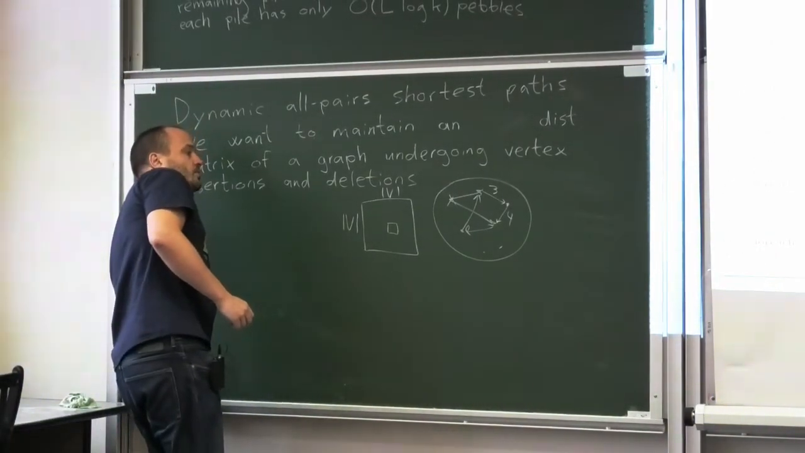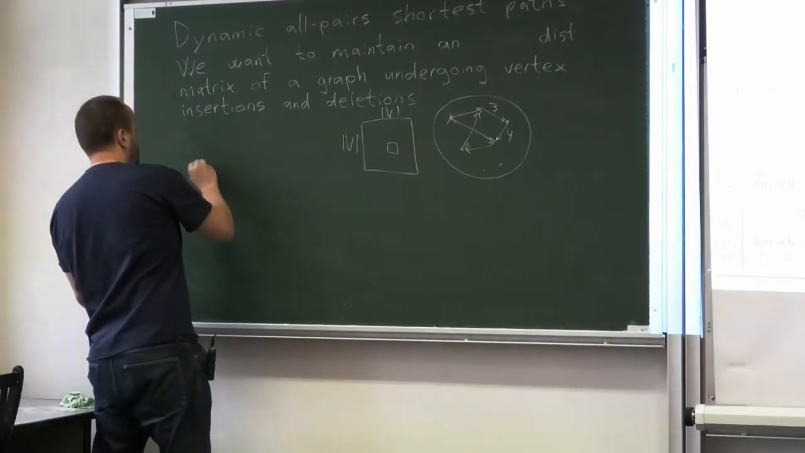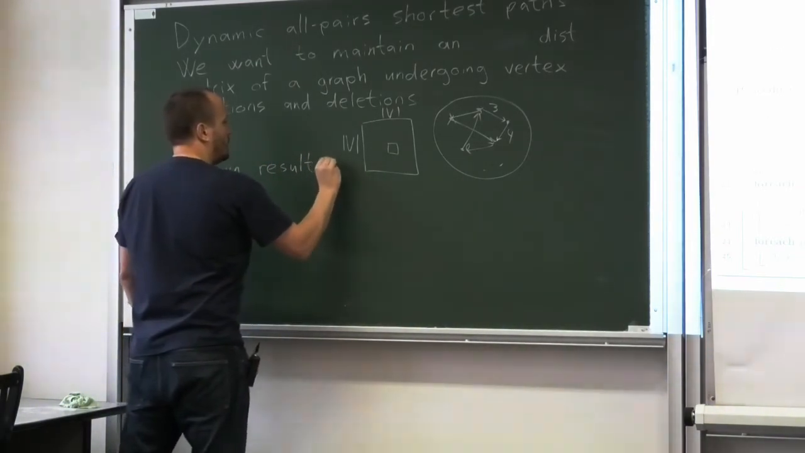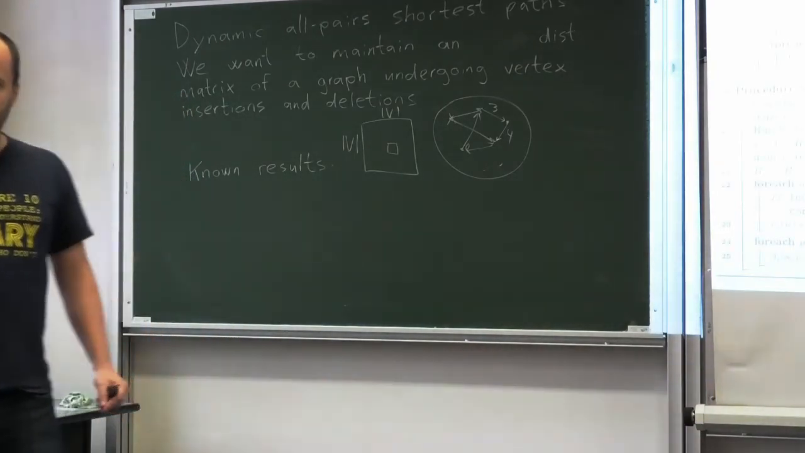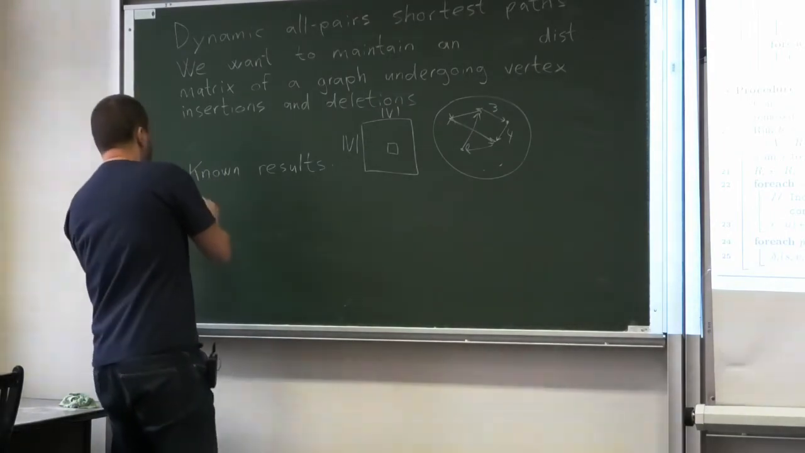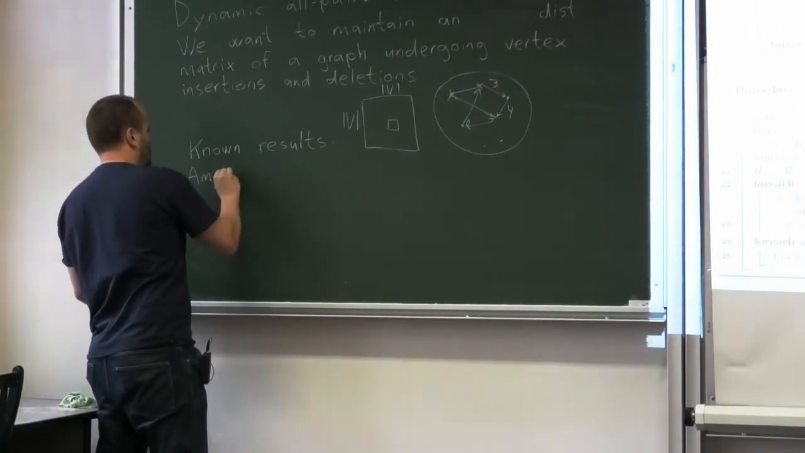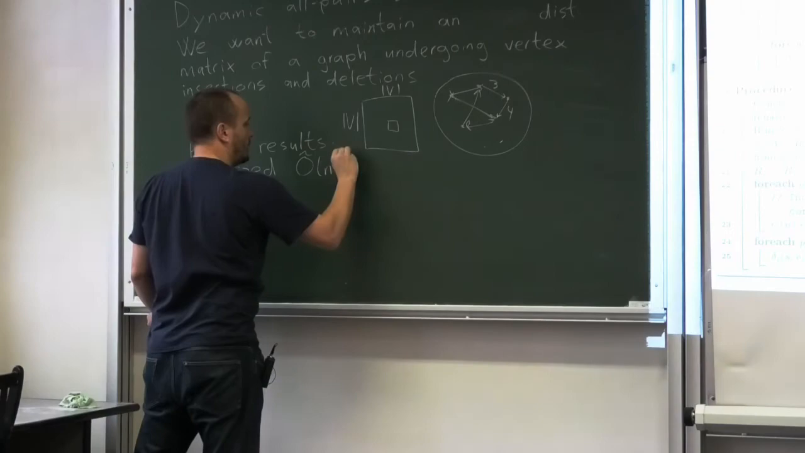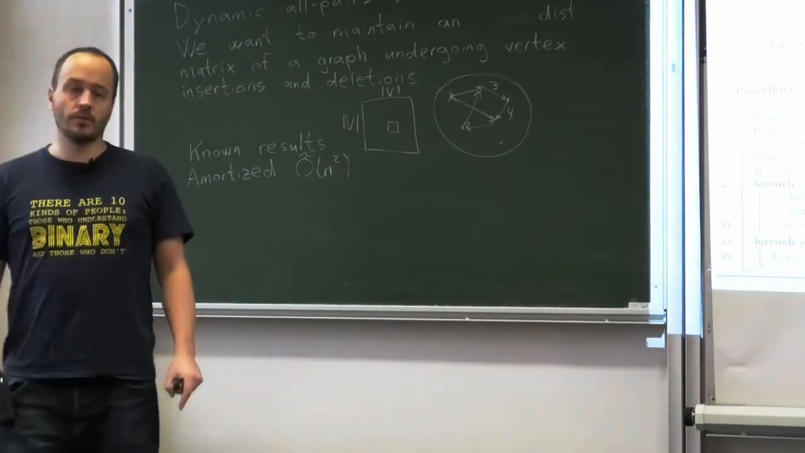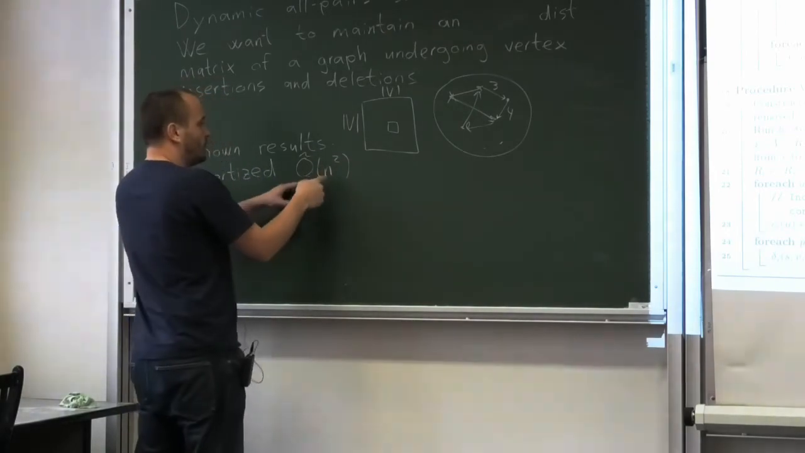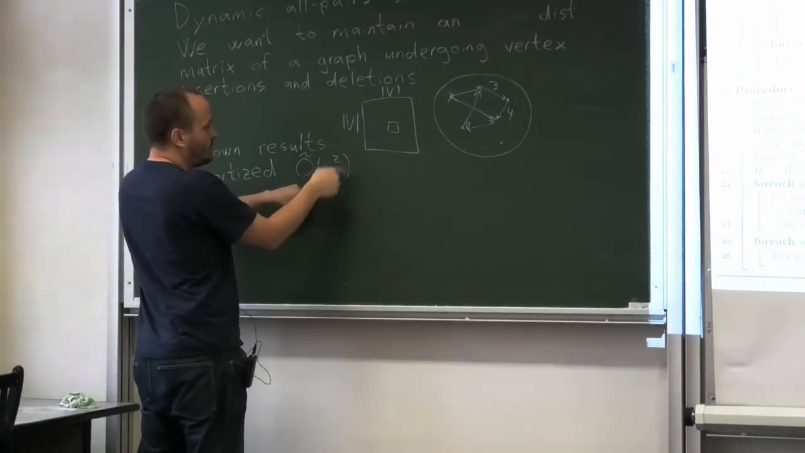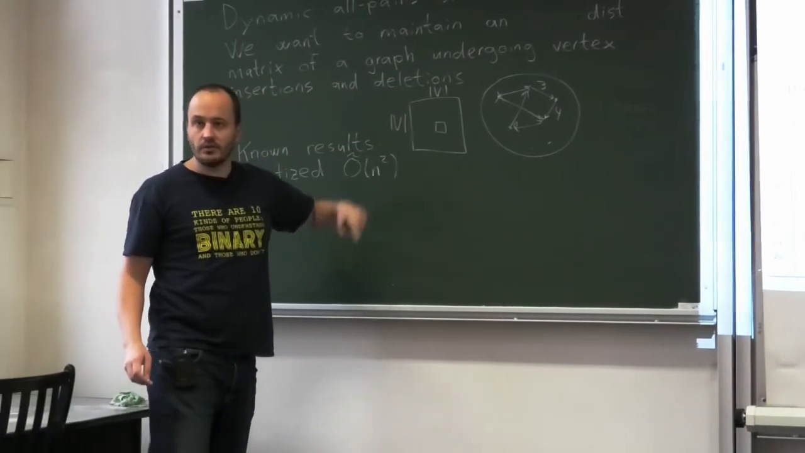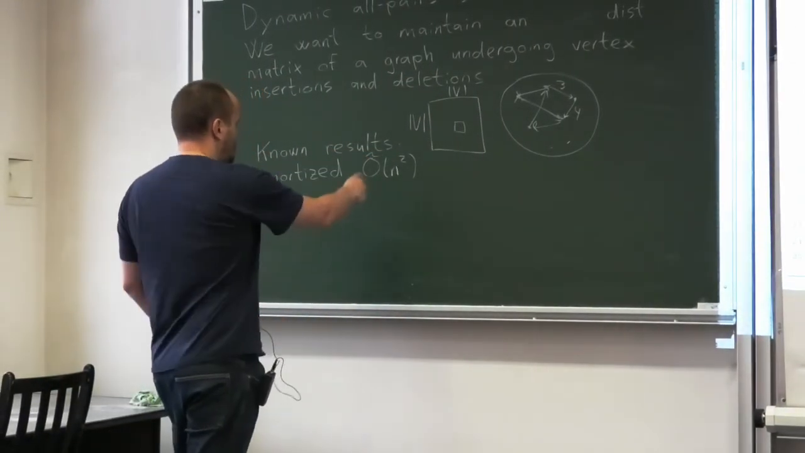So what is known for this problem? Known results. Well, yesterday we looked at an amortized data structure for dynamic connectivity, meaning that it's fast on average. So if we are okay with an amortized bound, there is actually a result giving quadratic time here, where n is, let's say, the maximum number of vertices that are ever in the graph. This is optimal if you want to explicitly output the matrix after each step, because the size of the output is n squared. There's just some log factors.